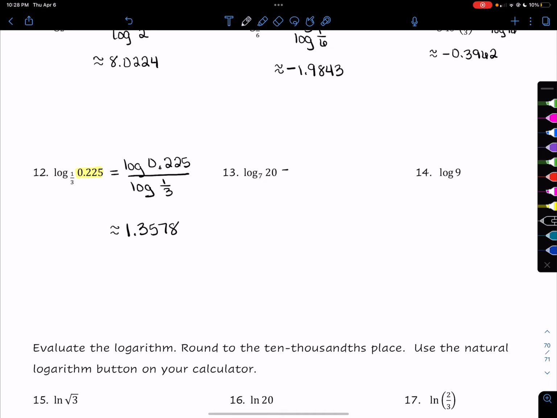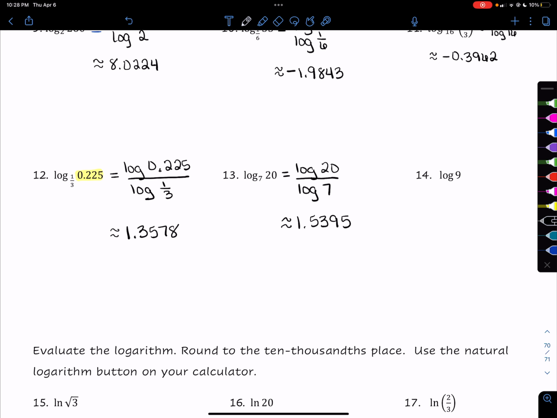Number 13, so for this one here, we are going to do log of 20, and hopefully you're catching on to what we're doing here every time, by log of the base. So log of 20 divided by log of 7. And this one will give me 1.5395. Now remember, you've got to round by looking at that 5th digit. If it's 5 or higher, we round up. If it's less than 5, it stays the same.